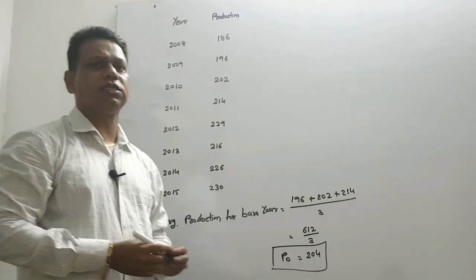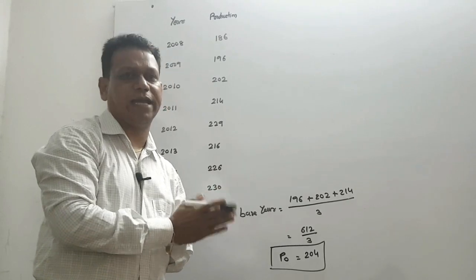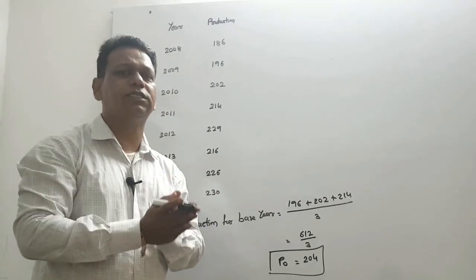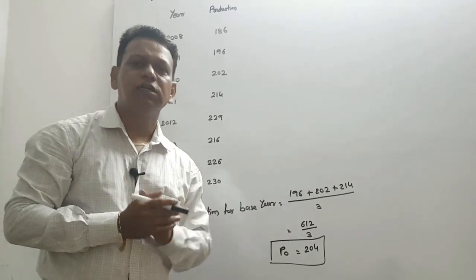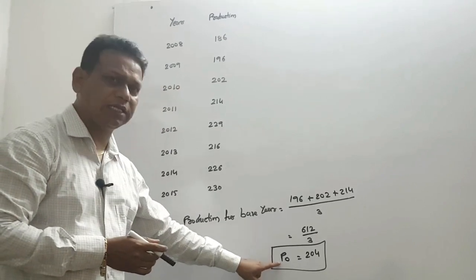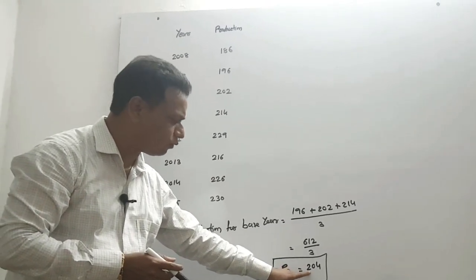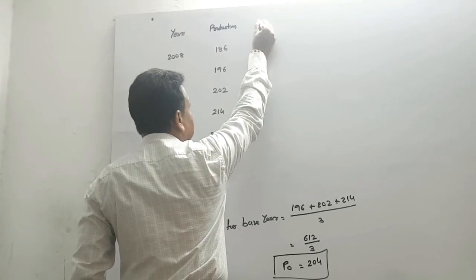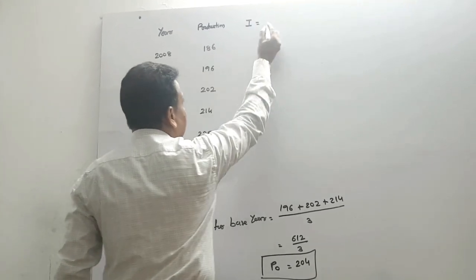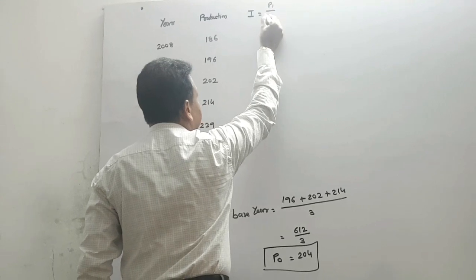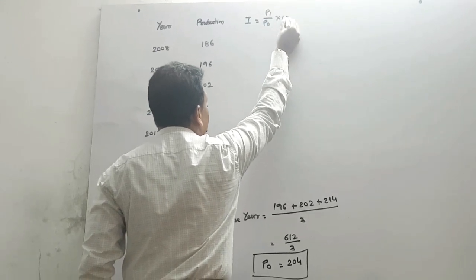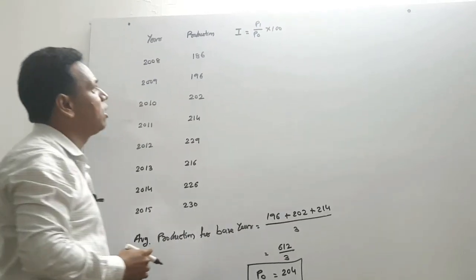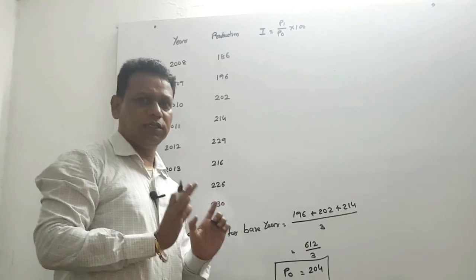As per our discussion, it is a fixed base method. Once your base year is selected, it never changes. So P0 is selected, and we have to take 204 as P0. So now here I would like to find the index numbers. I would like to make a column. So I is equal to P1 by P0 into 100. This is the formula to find the index number in this chapter.